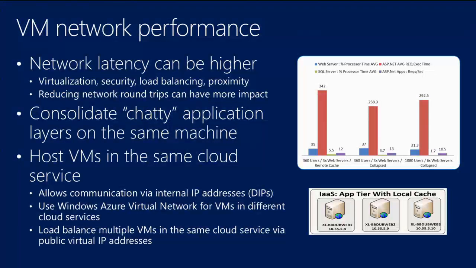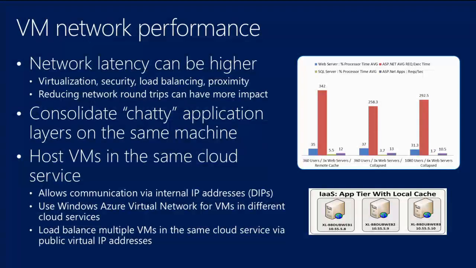Another option, if you've got multiple cloud services as you're deploying your application, if you can host them in the same cloud service, then communication between different apps happens via internal IP addresses, or DIPs as we call them. So that means that the network latency goes much lower.